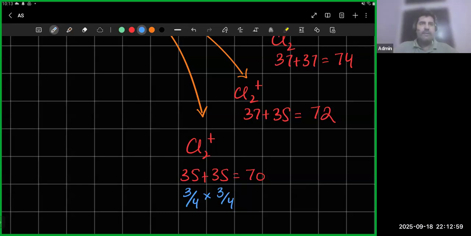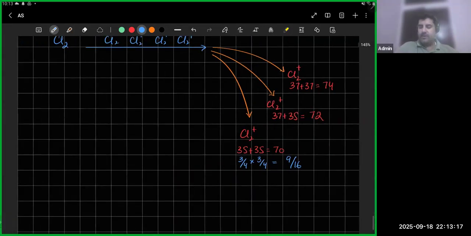For example, when you roll a dice, there's a 1/6 chance of getting 6. Next, if you get another 6, that's also a 1/6 chance. So the probabilities get multiplied, and the chance of getting 70 is now 9/16. Is this clear? Out of 16 events, or 16 detections, 9 of the particles are going to have a mass of 70. Is this clear? Yes, sir.